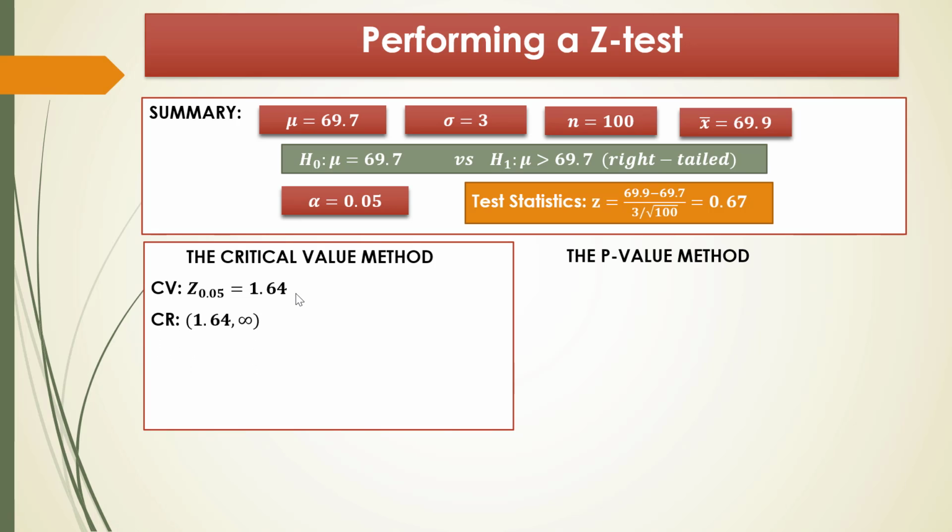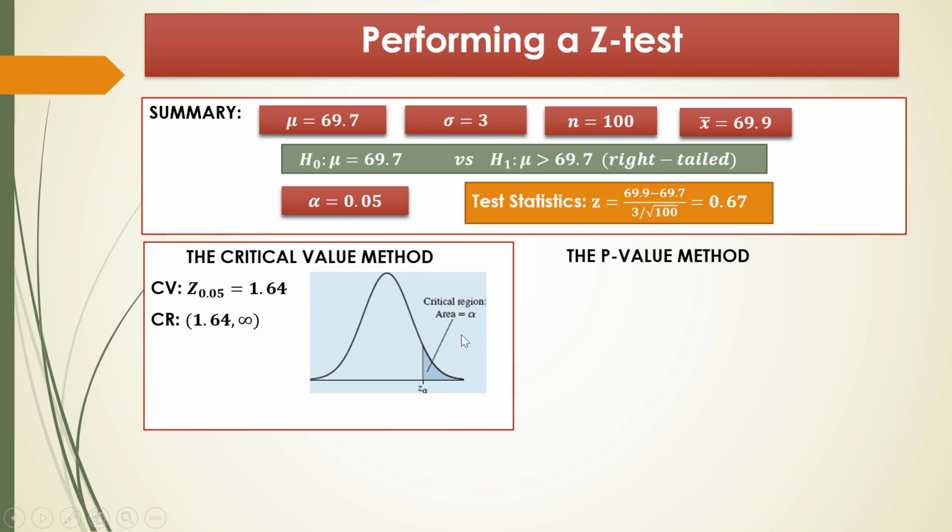And again, because we are working with the right tail alternative hypothesis, the critical region is the area to the right of the critical value, which is from 1.64 to infinity. So let's look at this picture. We're working with a right tail test.